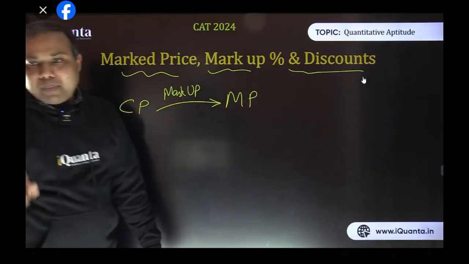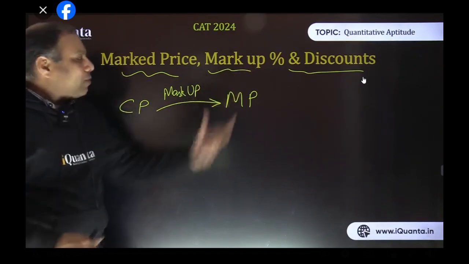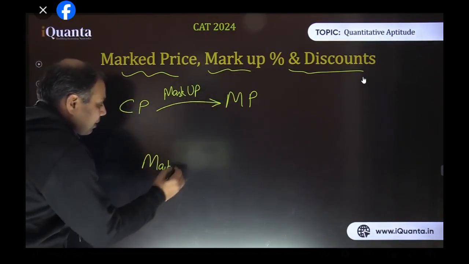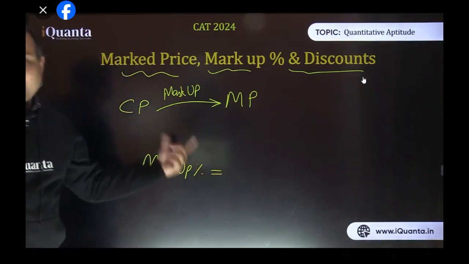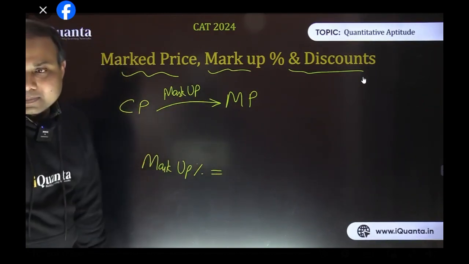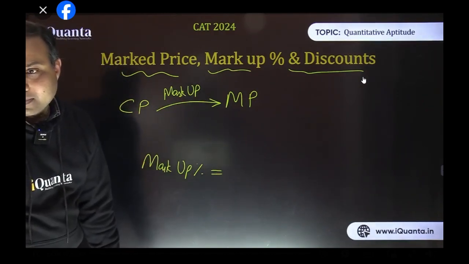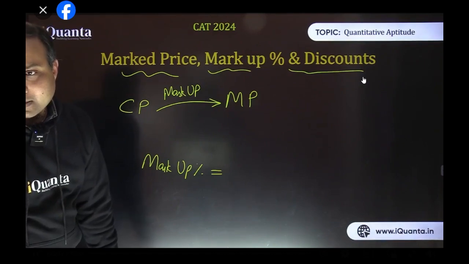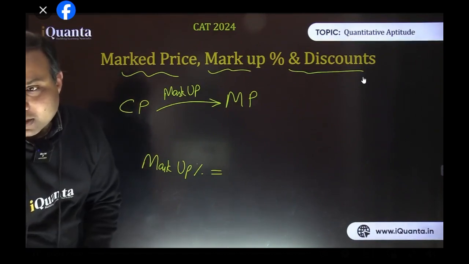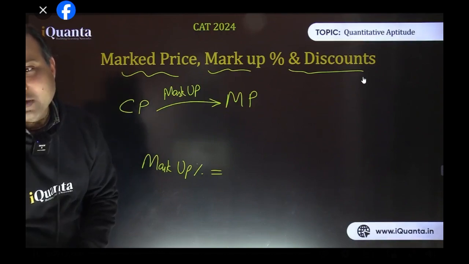Before I move further, can you please tell me how we can calculate this markup percent? How will you calculate this markup percent? Please tell me the result. Fast please, I'm waiting for your answer. Yes, MP minus CP upon CP into 100, that's fine, good.